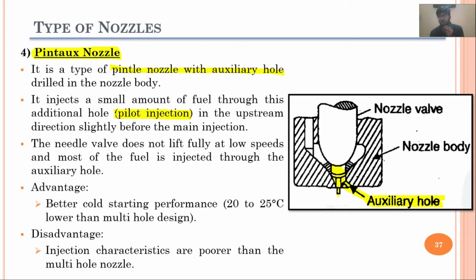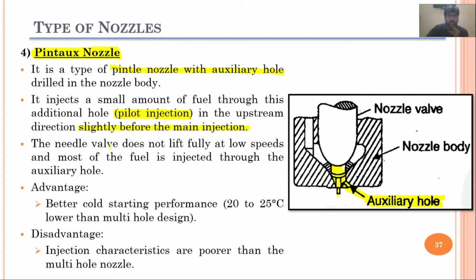Before starting the main burner, it is preferred to start off with the pilot burner. So when you are starting the IC engine, your main nozzle, this pintle nozzle, would not be providing that much fuel, and your auxiliary hole will help this main pintle nozzle for complete combustion. This auxiliary hole would be directly injecting into the combustion chamber before the main injection.